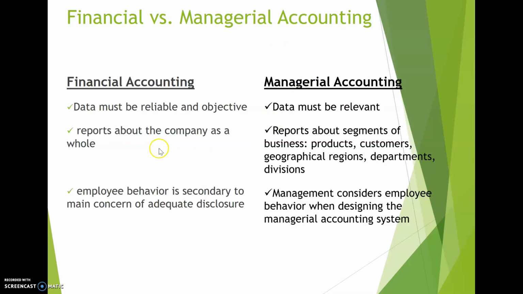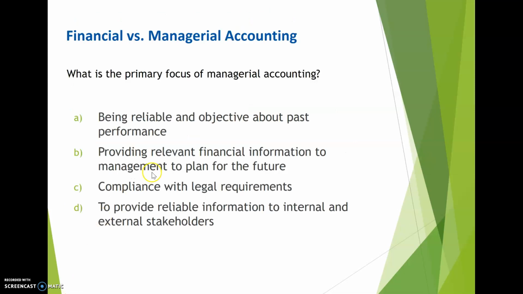Financial accounting reports about the company as a whole. So we're looking at the whole company. Managerial accounting, we're probably not looking at the whole company. We're looking at a portion of the company, a segment of the company. So we could be looking at a product line. We could be looking at a division. We could be looking at a region. We're looking at the part of the company that's going to be affected by the decision. Okay. And so these are the main differences between financial accounting and managerial accounting. And this is going to make sense, you'll see, as we go through and start applying what managerial accounting is.